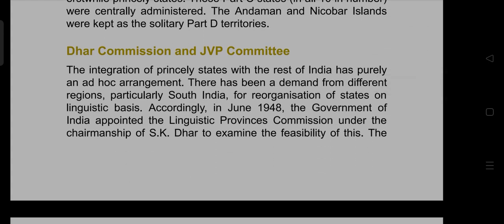Dhar Commission and JVP Committee. The integration of princely states with the rest of India was purely an ad hoc arrangement. There has been a demand from different regions, particularly South India, for the reorganization of the states on a linguistic basis. Accordingly, in June 1948, the Government of India appointed the Linguistic Provinces Commission under the chairmanship of S.K. Dhar to examine the feasibility of this.